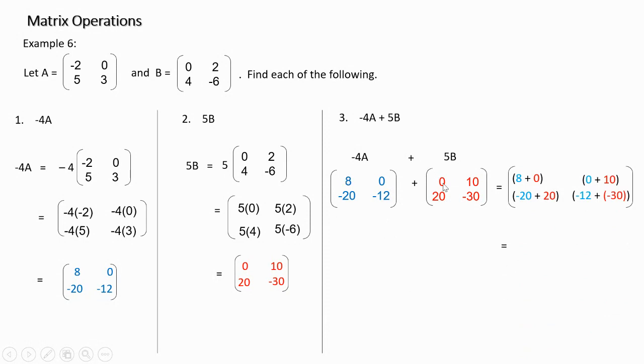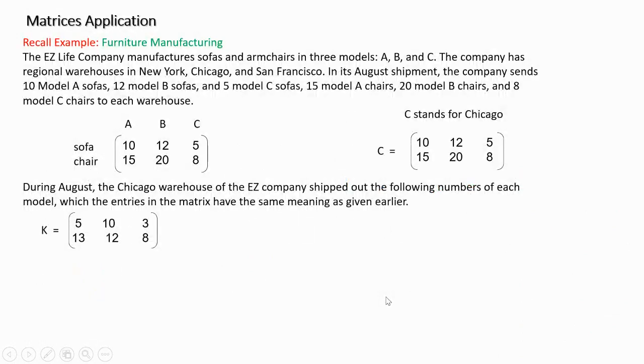Or you can go like this. 8 plus 0 is 8. 0 plus 10 is 10. Negative 20 plus 20 is 0. And negative 12 plus negative 30 is negative 42. This is the result for number 3, which is negative 4A plus 5B. Okay, now let's continue.